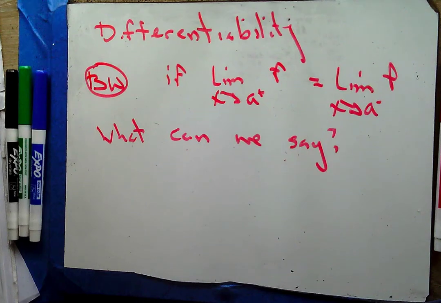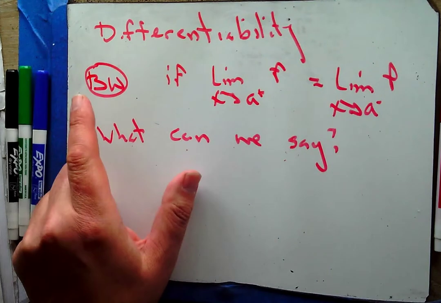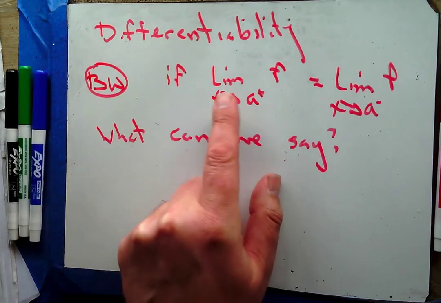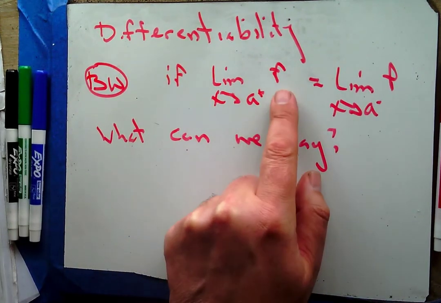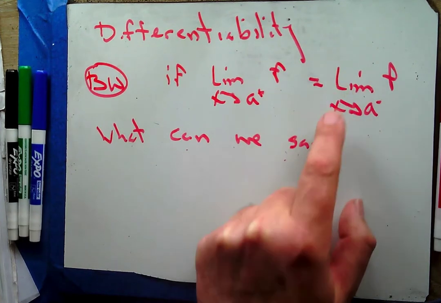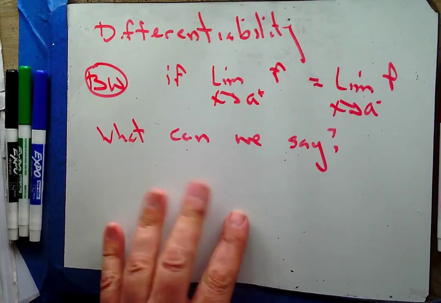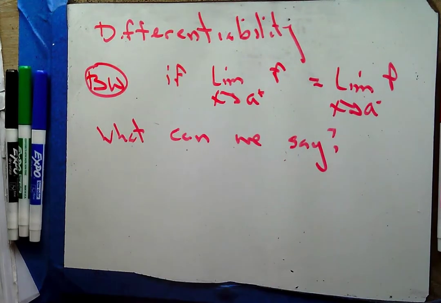So today we're talking about differentiability, which means can you take the derivative? I guess I want to start with some bell work. Specifically, if the limit as x approaches a from the positive of f equals the limit as x approaches a from the negative of f, what can we say? What do we know because of that statement?